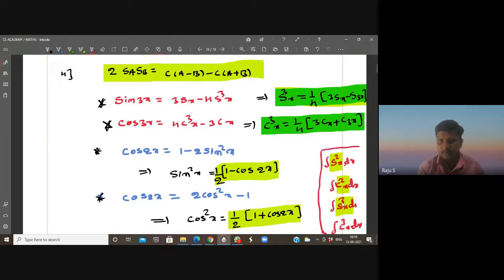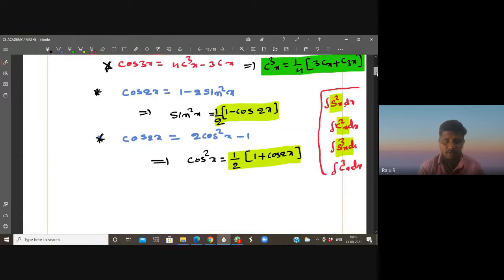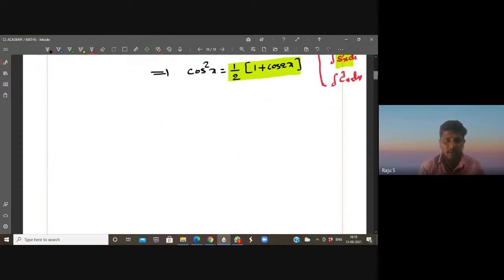They may ask these questions. These questions also are important. Evaluate integral sine square x. Evaluate integral cos square x. Like that.